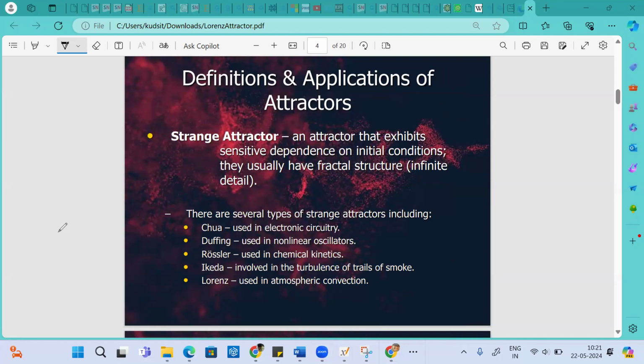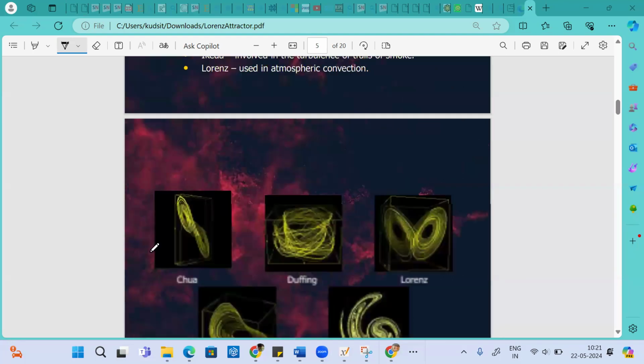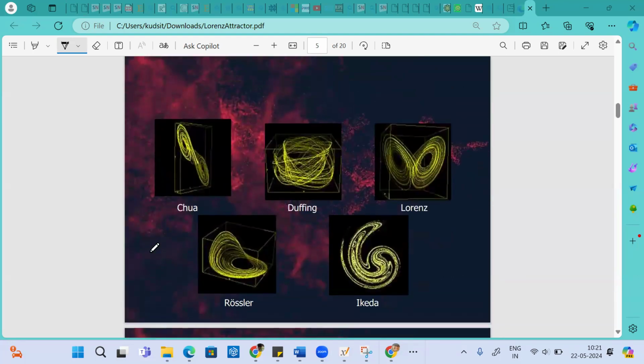Then what is a strange attractor? An attractor that exhibits sensitive dependence on initial conditions. They usually have fractal structures. We will understand this better when we have visualizations. There are some examples of strange attractors here. We are just looking into the Lorenz attractor now.